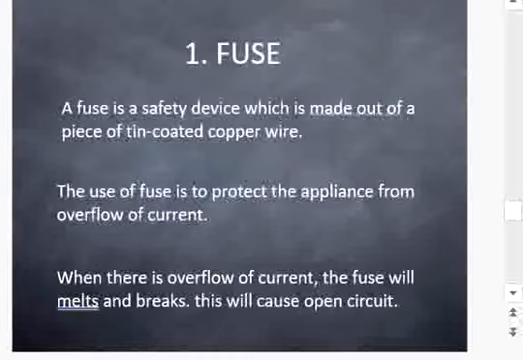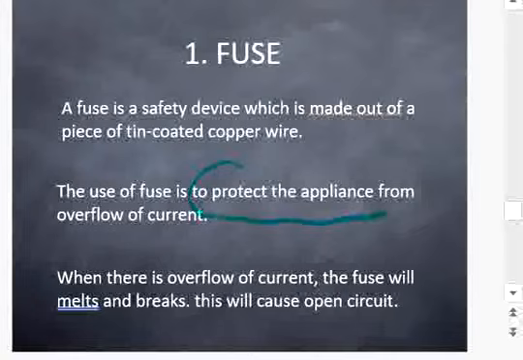Safety electricity. There are a few steps, precautions that we need to take when we use electricity. Number one, we need to install a fuse. Most appliances have a fuse in their device or normally in their plug. A fuse is a safety device which is made out of a piece of thin coated copper wire. The use of a fuse is to protect the appliance from overflow of current.